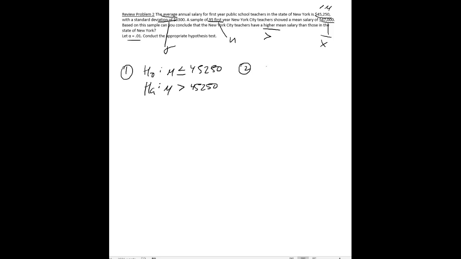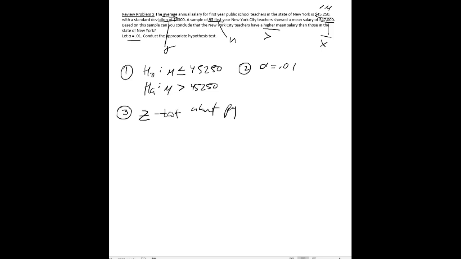Step 2 is, hey, what's our alpha? What's our significance level? 0.01, it's given to us. Fantastic. Number 3 is, okay, what kind of a test are we doing? Because we're testing the mean here, we're either going to be the z-test about the population mean or the t-test about the population mean. And because we have a sigma that is given to us in the problem, we are going to be the z-test about a population mean.